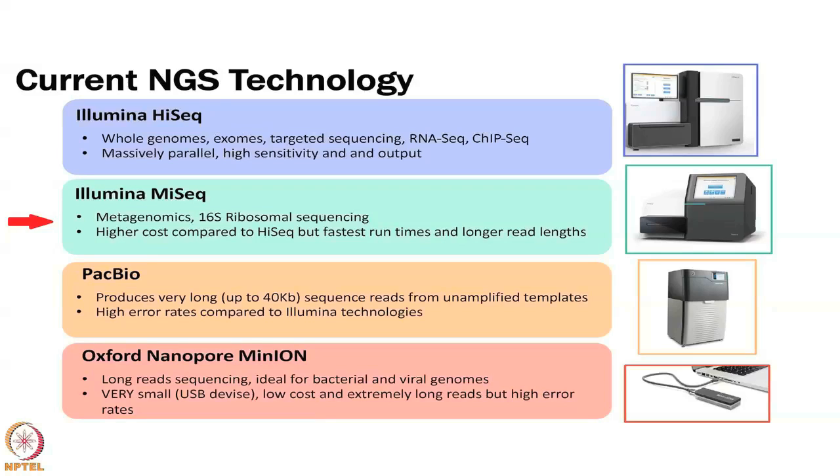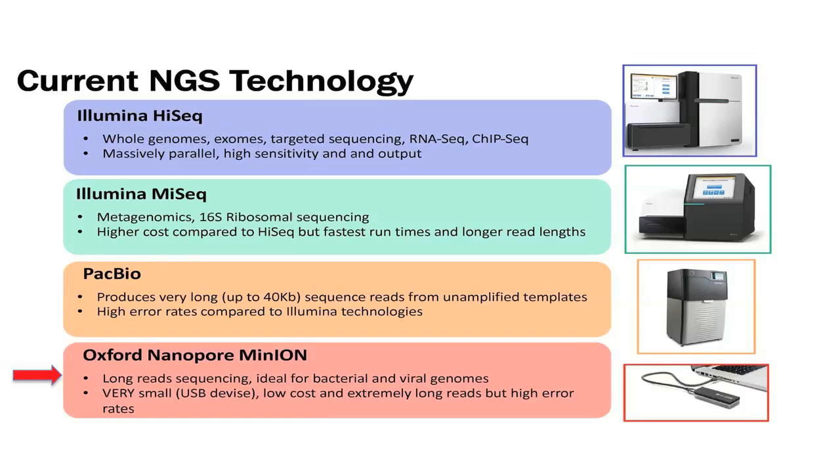And then there's the Illumina MiSeq, which I wanted to introduce, but we won't talk about it much because it's not used much for cancer. It's mostly used for metagenomics, so microbiome data, small bacterial sequences, or 16S ribosomal sequencing. The cost is higher compared to the HiSeq, but it's faster and has longer read lengths, which makes it good for these other smaller genomes that are less annotated. There's PacBio, and I'm going to go into each of these in more detail, which produces very long sequence reads, but it has very high error rates. At this point it's frequently used in combination with Illumina because they offer different strengths.